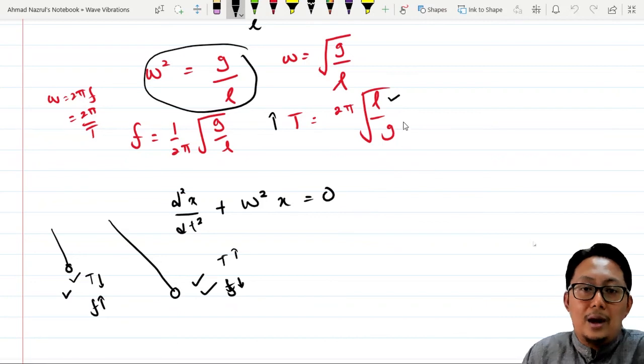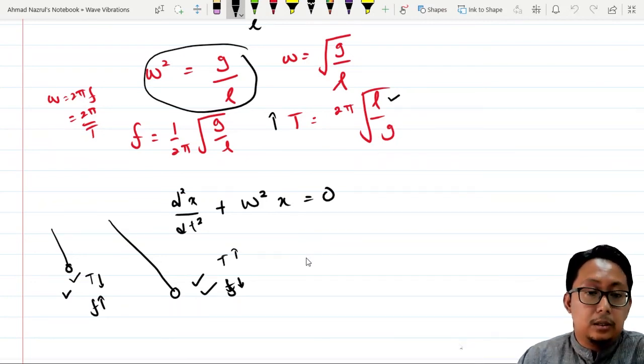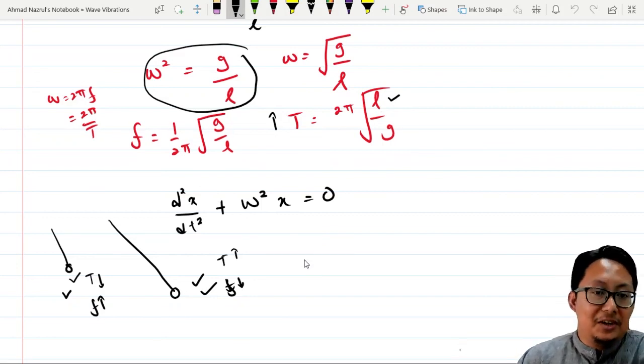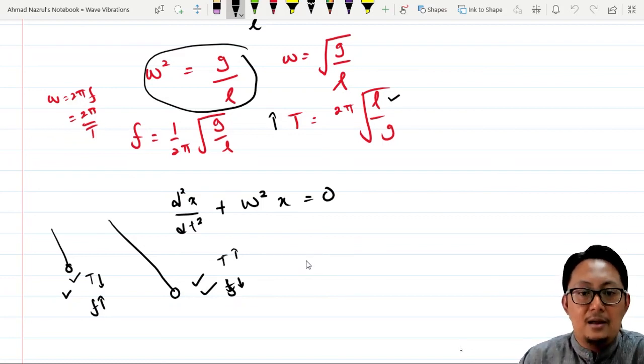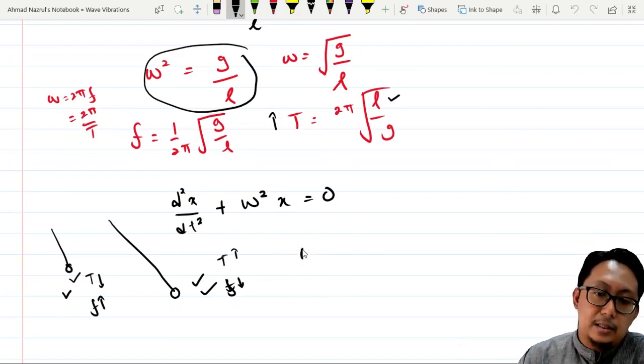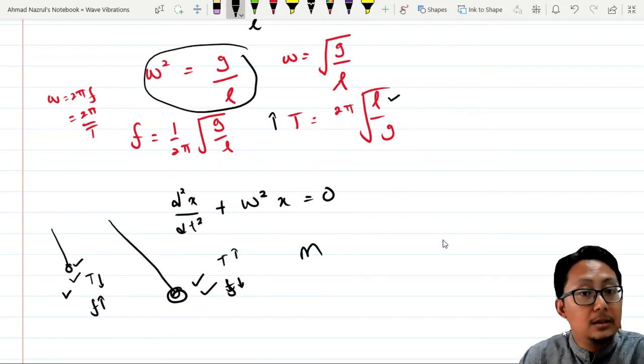And how about g? Of course we know that the gravity on the earth is constant. If we change the gravity, for example on the moon, it will have an effect. So my question: how about mass? What happens if we use a mass 2 times larger than the first one? Does it affect the period or the frequency?